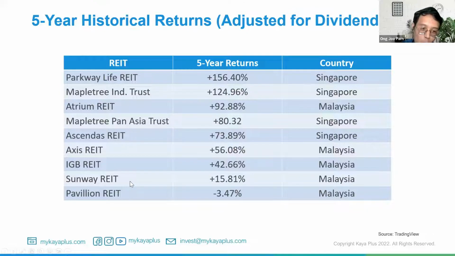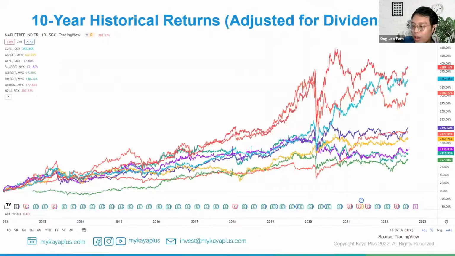And your well-known Malaysia REITs in the likes of Pavilion REIT, Sunway REIT, IGB REIT, right? Pavilion REIT is still negative as of today. IGB REIT only 42% or 43%. Sunway REIT also only just 15%, and then Axis REIT at 56%. Right? This is just 5 years, huh? So for any of the big REITs, if you invested in Malaysia, you're probably behind versus the other Singapore REITs out there for the past 5 years. What if I pull the timeline, the starting point back to 10 years ago, right?